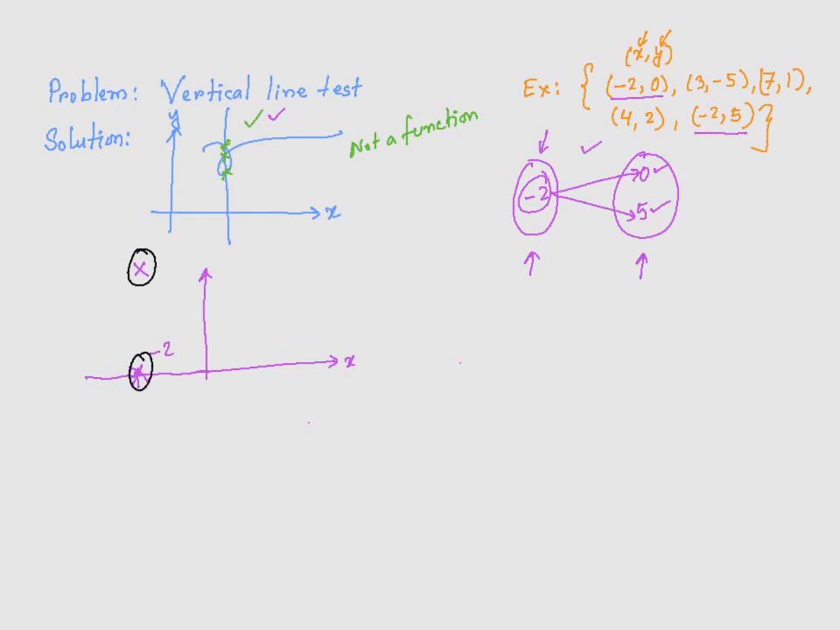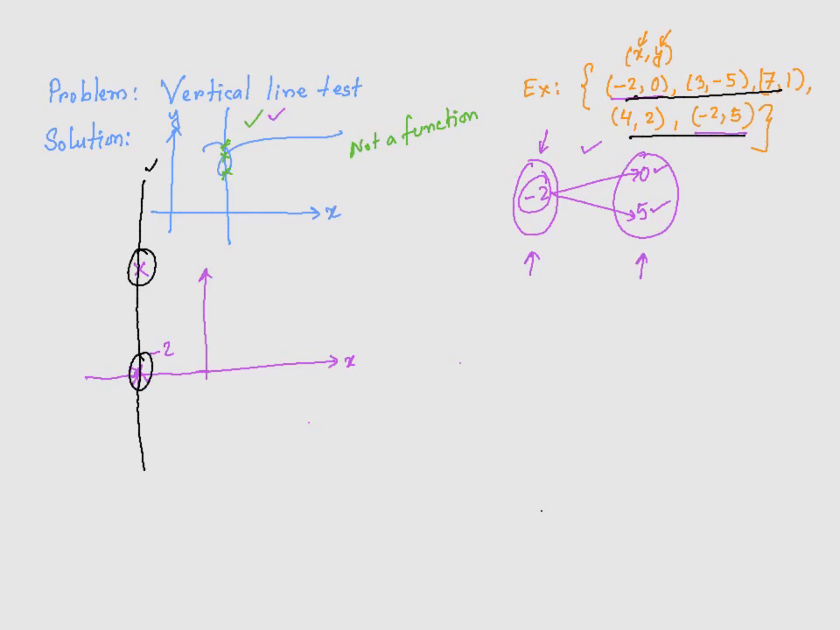And if you draw a vertical line through X equals -2, you see that this vertical line intersects at two different points. Therefore, it violates the definition of a function. Therefore, it is not a function. This given relation does not form a function.